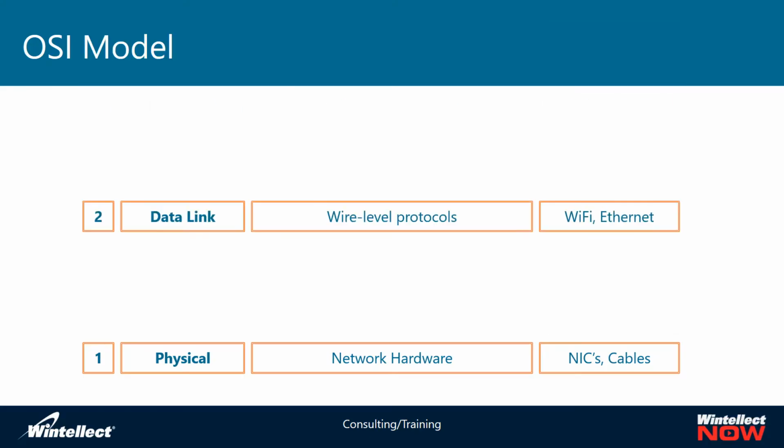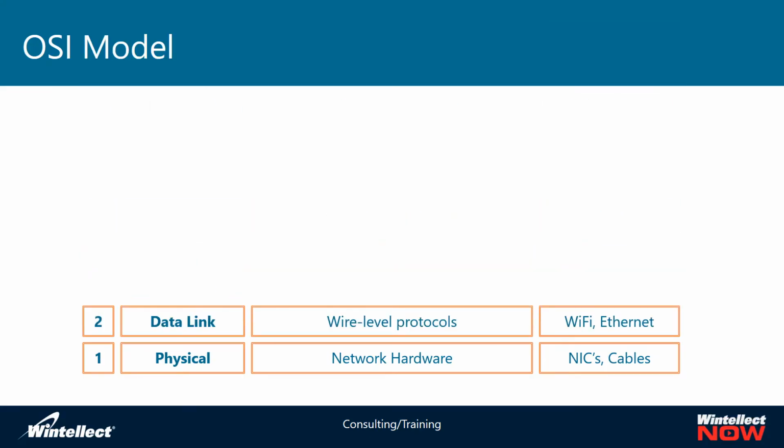On top of these devices, though, are wire level protocols. This is the Datalink layer. These wire level protocols are things like Ethernet and Wi-Fi. Ethernet is used by NIC cards to talk to switches and other NIC cards, and Wi-Fi is used by wireless adapters to talk to access points. All of these protocols are specific to the kind of media that they're connecting to. So Wi-Fi is specific to wireless adapters.